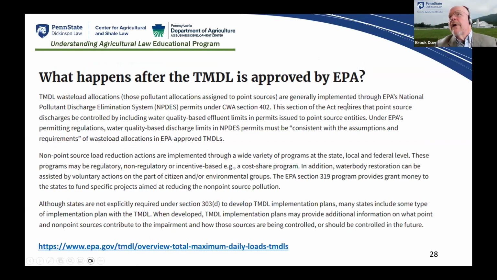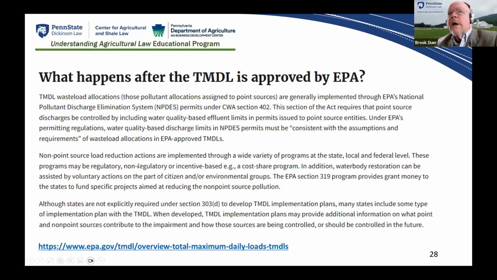Okay, so they're generally implemented through the NPDES permit system. That's the first attack, so to speak, if it's to a point source. This section of the Act requires that the point source discharge be controlled by adjusting the NPDES permit and the effluent limitations, meaning the quantities of various substances that are allowed to be discharged at that particular point source.